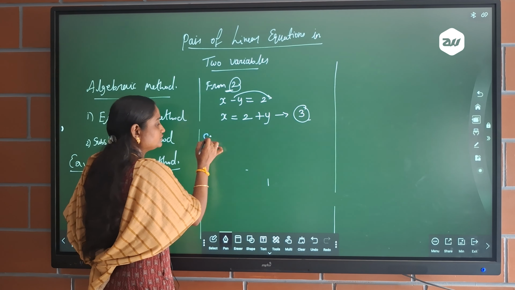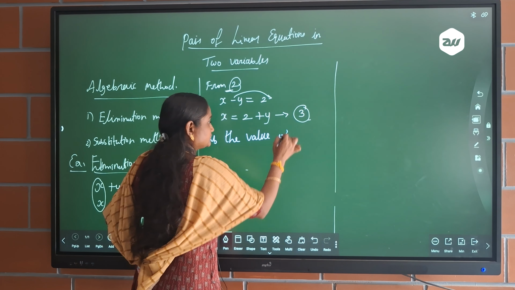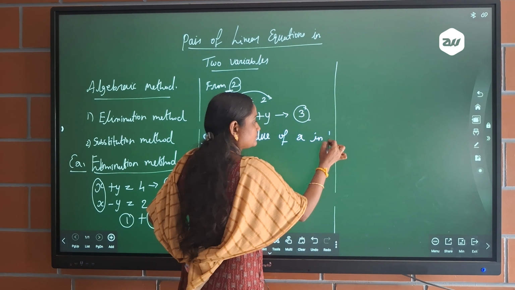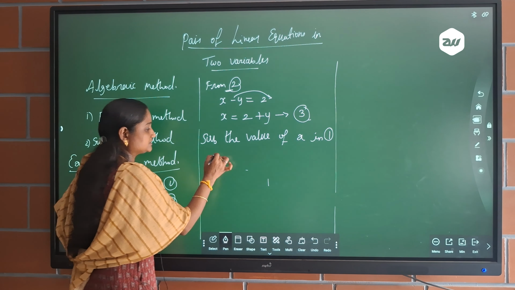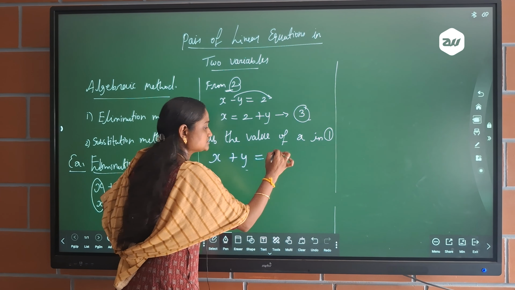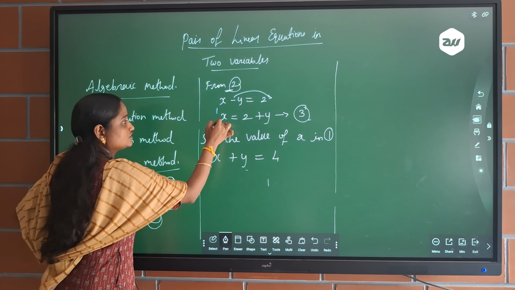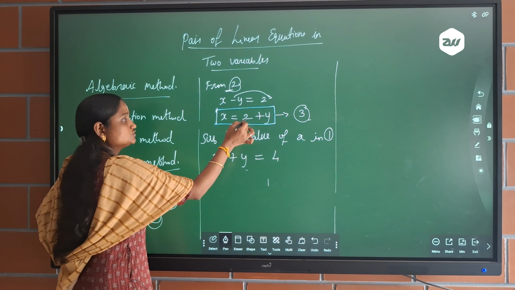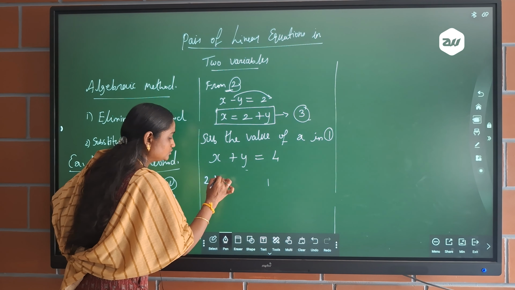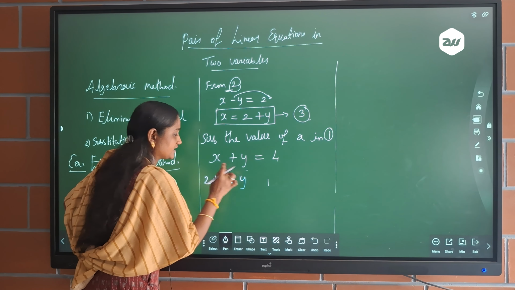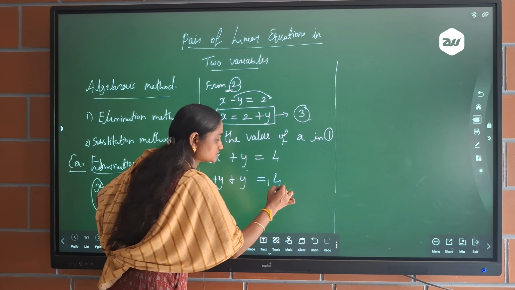So now we are going to substitute the value of x in the first equation. The first equation is x plus y is equal to 4. We already found the value of x, so instead of x we want to substitute 2 plus y. Instead of this x, this 2 plus y. This plus y is already there in the equation.